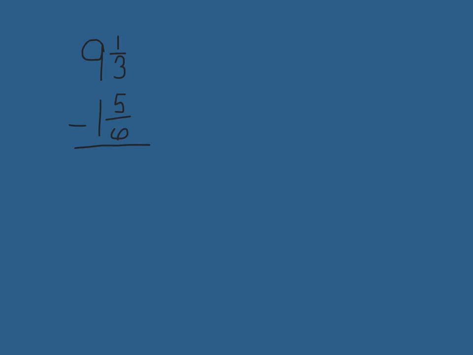Okay, let's work through this one together. Go ahead and write this down on your paper and follow right along with me. We have 9 and 1/3 minus 1 and 5/6. These have different denominators, but thankfully my 3 goes into 6, so I can use 6 as my common denominator. So I'll do 6, and then this one stays the same because I'm using the 6. So 3 times 2, 1 times 2. So there we go. Now here I have 2 minus 5.